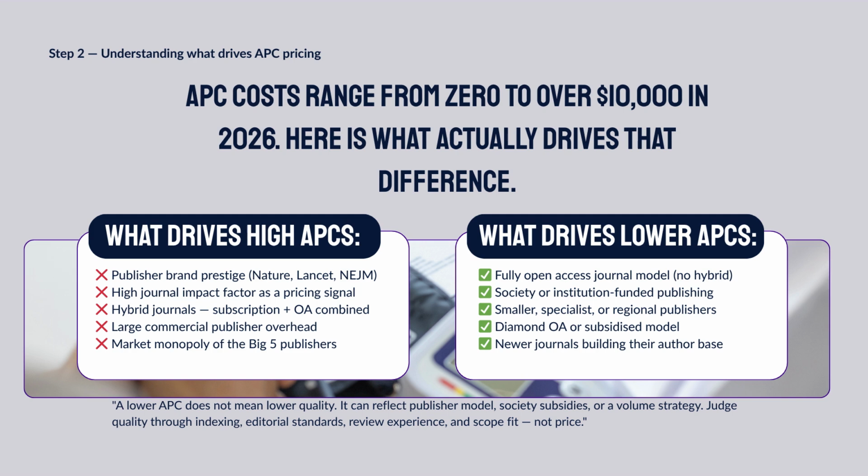Lower APCs reflect fully open access journal models with lower overhead, society-funded publishing, and newer journals building credibility through competitive pricing. Authors should stop treating APC pricing as one number. A lower APC can reflect publisher model, society subsidies, or a specialist volume strategy, not lower scientific standards. Judge a journal by its indexing, editorial process, scope fit, and peer review quality. Not by its price tag.